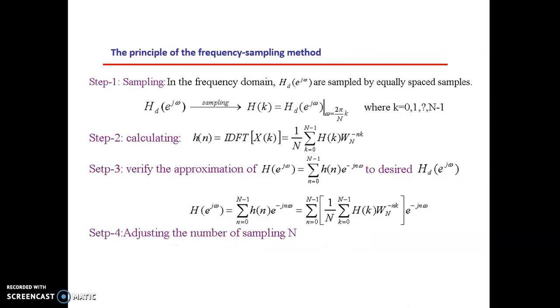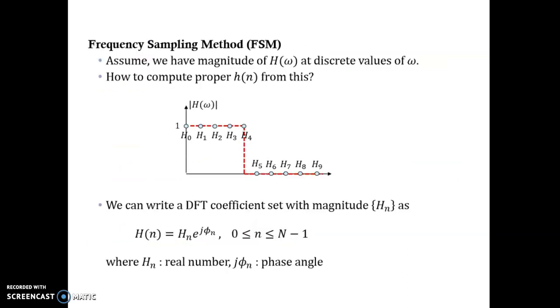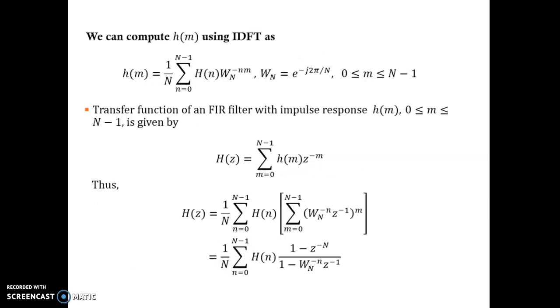The next one which we consider is the frequency sampling method of designing FIR filters. In this method, given the frequency response, we sample the frequency response to get h(0), h(1), h(2), h(3), h(4), h(5), h(6), h(7), h(8) and h(9). And then from these sampled values, we take the inverse discrete Fourier transform.